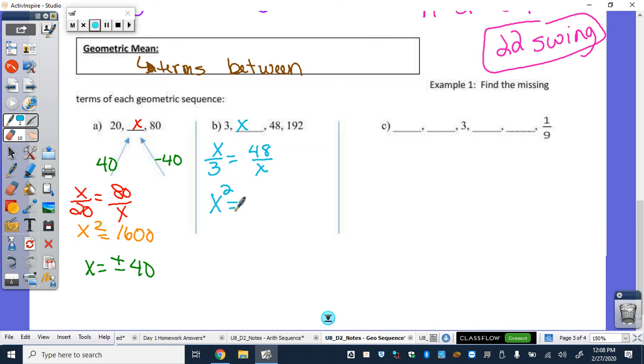So we can cross multiply, so x squared equals 3 times 48, 144. So square root both sides. You get x equals 12. And again, we know it's only positive 12 because all of the terms in our sequence are positive. So x has to be a 12 there.